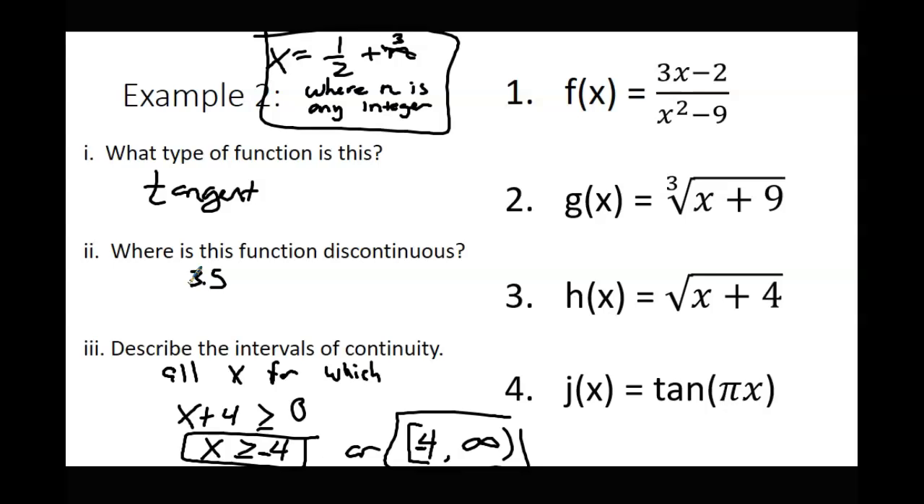Where else would there be a hole? Well, if you plug in 4, right? So at 4.5, there would be a hole. Where else? 5.5. Where else? 2.5. We can go backwards, we can go forwards. It doesn't really matter. The point is every something 0.5, there's a hole in this graph. Okay?